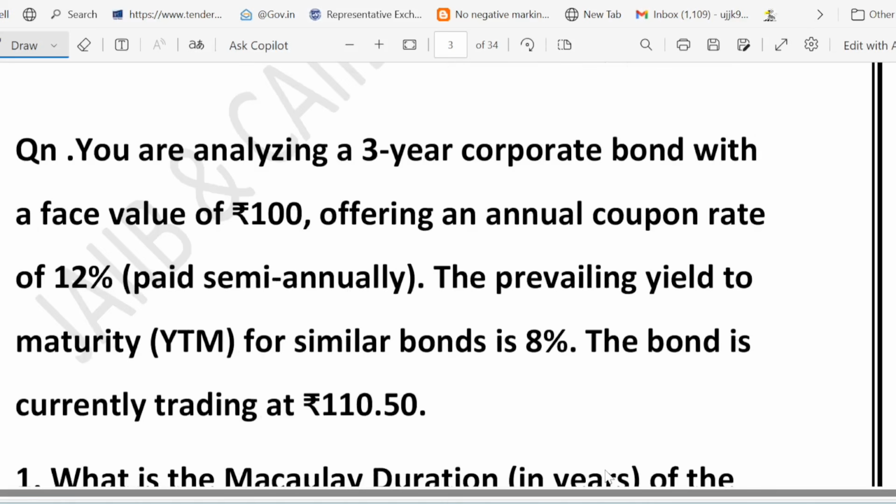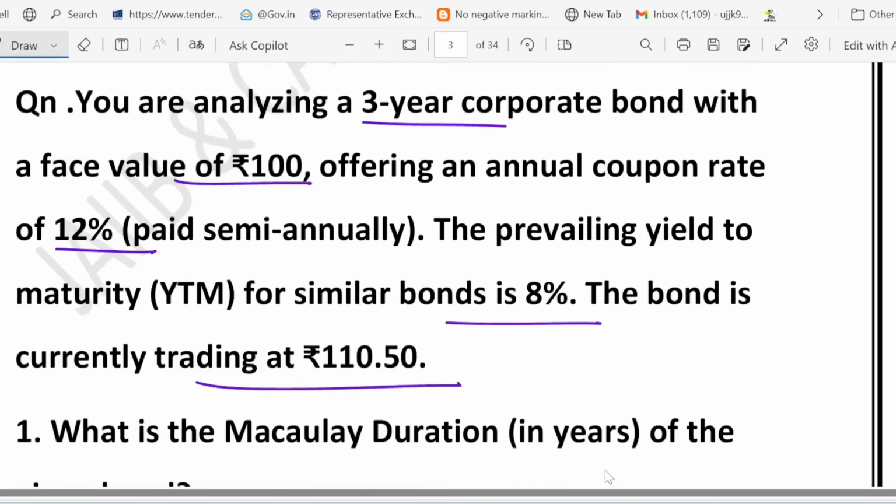So question number 3 is on your screen. It is also a numerical based question, very important from the examination point of view. Have a look. So friends, what is the question? You are analyzing a 3-year corporate bond with a face value of 100 rupees, offering an annual coupon rate of 12%, prevailing YTM is 8%, and the bond is trading at 110.50. What is the Macaulay duration in years of the given bond?